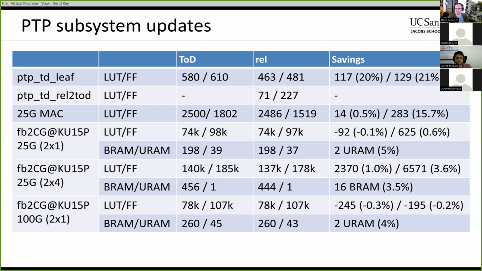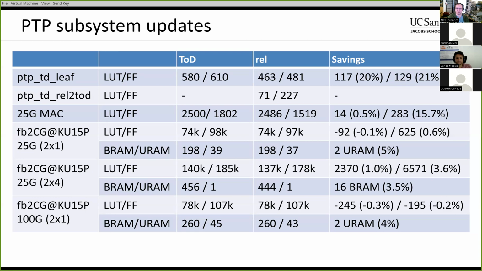The timestamp conversion module is also relatively small, only about 70 LUTs and 200 flip-flops. The 25 gig MAC, you save a handful of flip-flops primarily. You don't save all that many LUTs. The main difference in the MAC is you don't need to deal with the seconds field increment. So I think that's where you're mainly getting the savings from there.